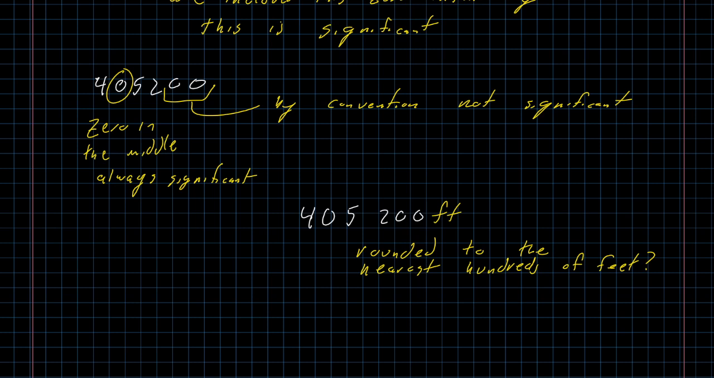If we want to say that this number was not rounded to the nearest hundreds of feet, but it's actually precise to the nearest tenth or tens of feet, I can put a macron, a little bar, on top of a 0 to say, even though this 0 is at the end of the number, it's significant. I could do that in the tens place. I could do that in the ones place. Another option that I have is to go to scientific notation.